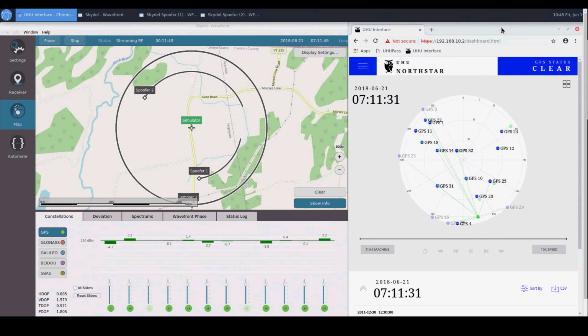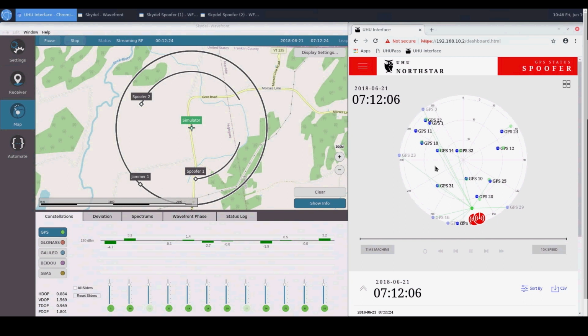Okay, so right away we see the green lines are connecting the blue dots of where the GPS satellites should be versus where they appear to be received from. So the Yoo-Hoo Northstar is saying GPS satellite 14 should be over here, but it looks like it's coming from the horizon. And then it flags that as a spoofing event because it can tell that several satellites all seem to be arriving from the same location.